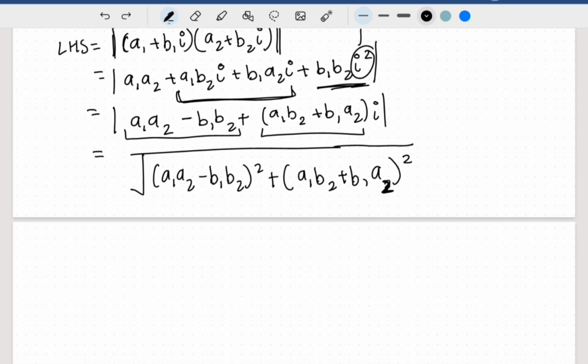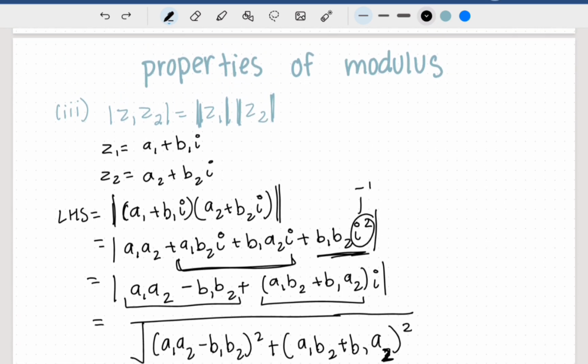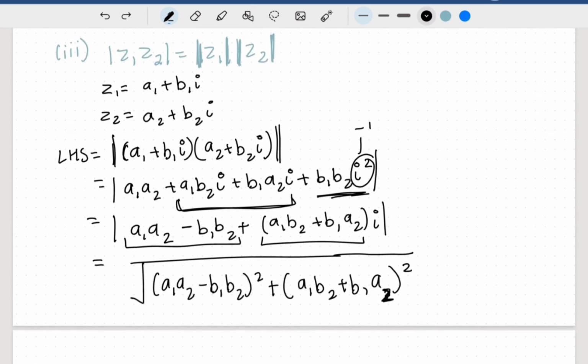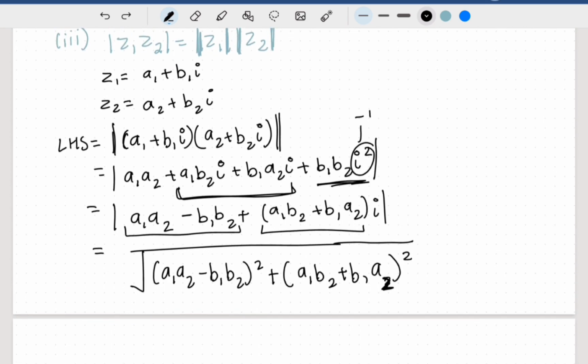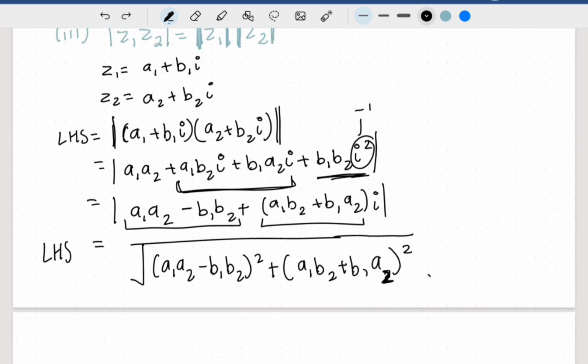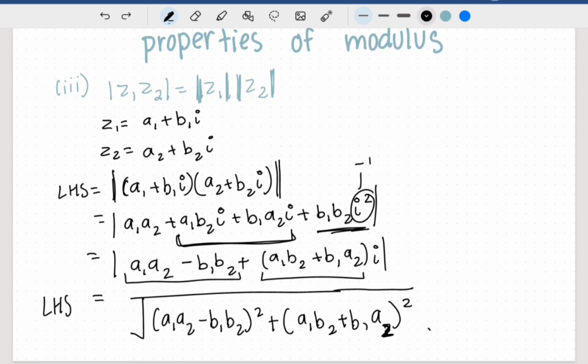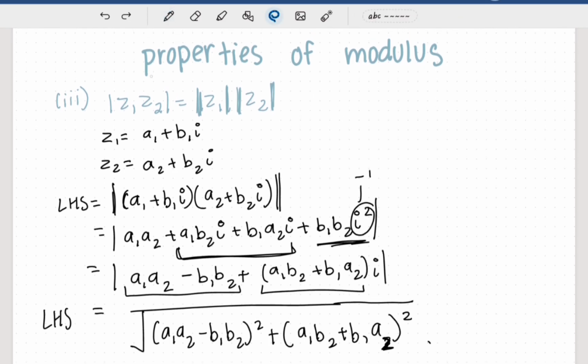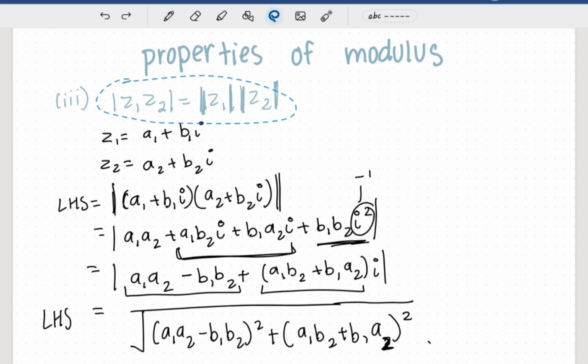Alright, and now we are still on the left-hand side. So I'm just going to stop here right now. Let's say that this is the LHS, the left-hand side. Let's start solving the right-hand side. The right-hand side, let me just copy this down here.